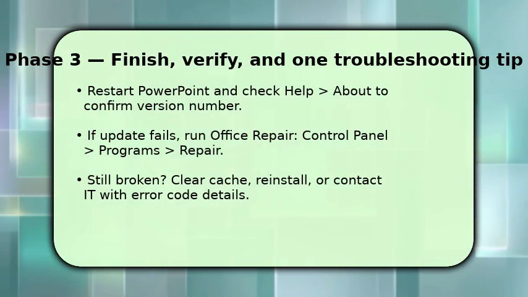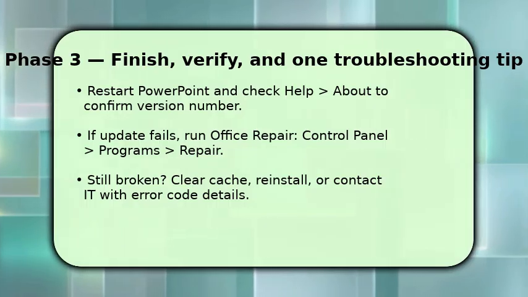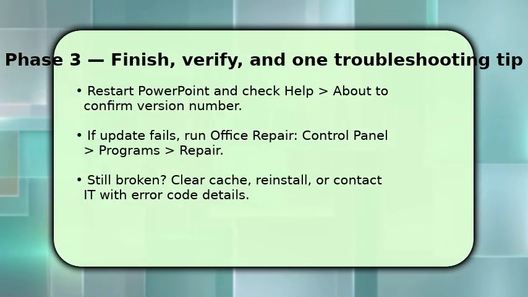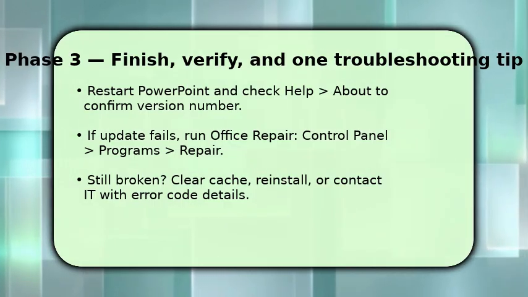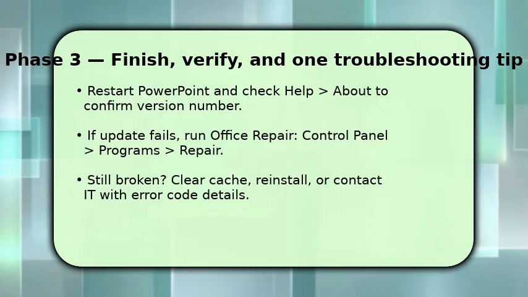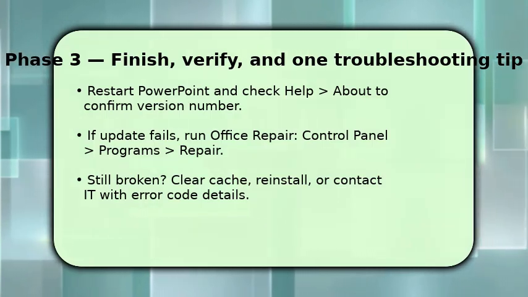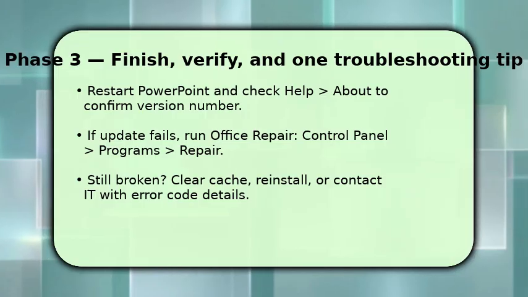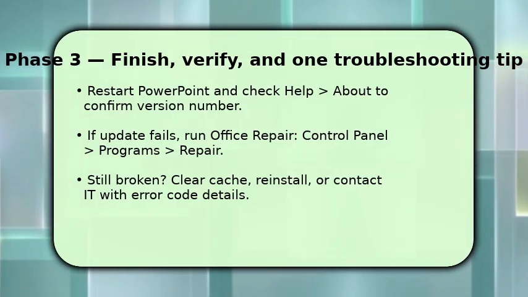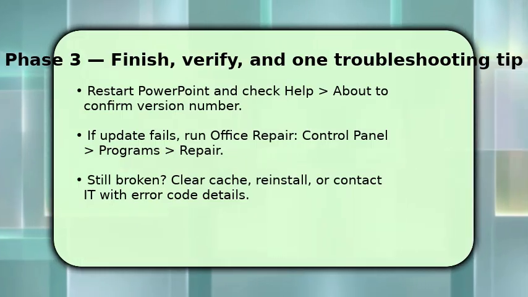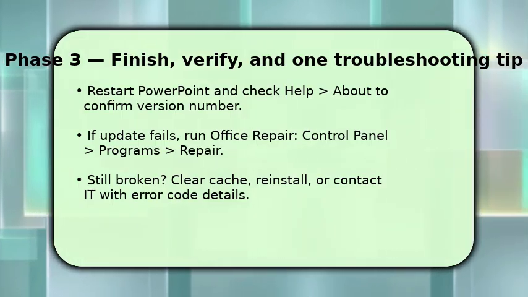If things don't look right, run Office Repair from Control Panel. Choose Quick Repair first, then Online Repair if needed. This usually fixes component errors. If an update fails, clear the Office cache, uninstall and reinstall using your preferred installer, or provide IT with the exact error code and logs. A single troubleshooting tip: reboot between steps to clear locked files and services.